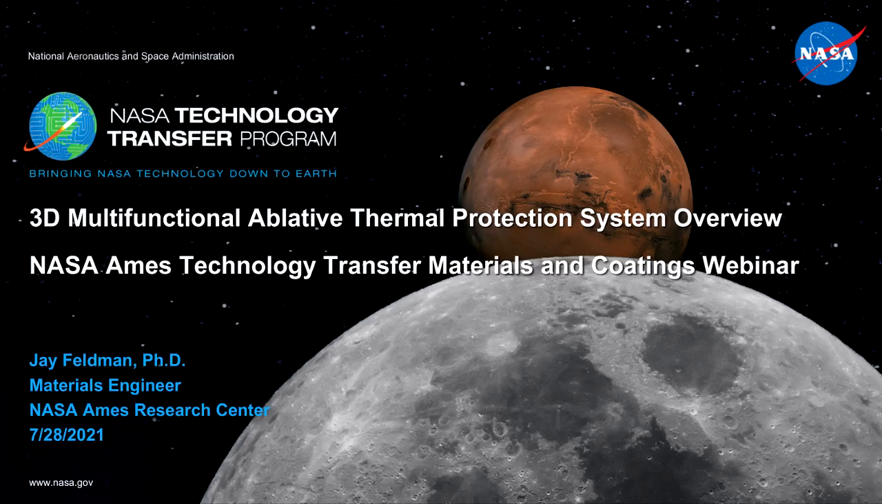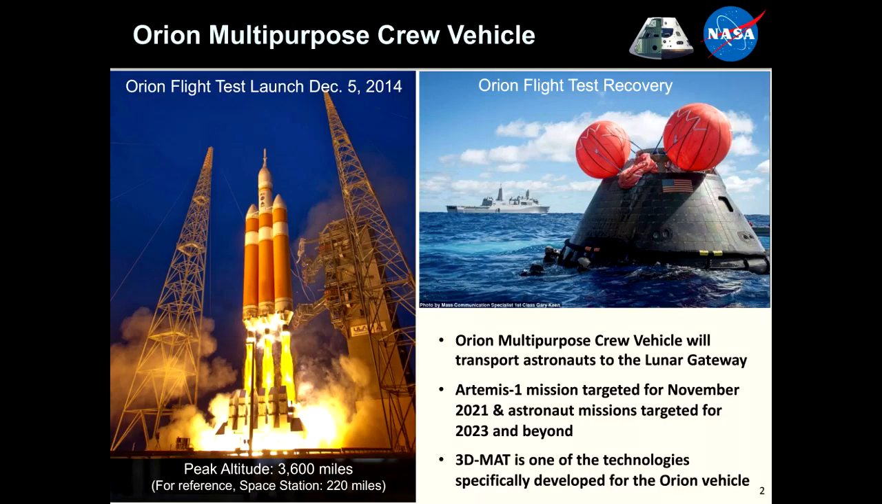Okay, let's advance to the next slide. So why did we need to develop this 3D ablative composite material? It comes down to the Orion Multipurpose Crew Vehicle and the development of that. So far, Orion has flown one time, a flight test in 2014. This was an orbit around the Earth and back in, landing in the ocean outside of San Diego, a recovery shown on the top right here.